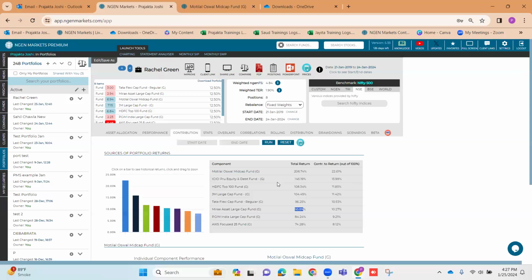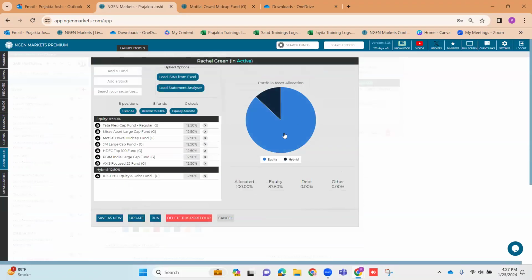Now, once this decision is made, what you can typically do to remove this fund from the portfolio is simply go here and click on edit or save as, right? This button is right there at the top. You click on this and this window will open up, which will let you edit, or rather add or delete, funds from this portfolio composition, right? So what we had decided is we would like to liquidate Mirai Asset Large Cap Fund's holdings.